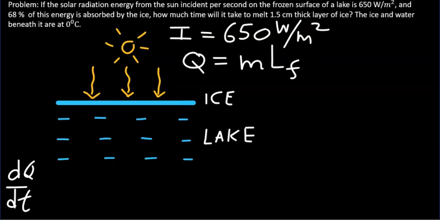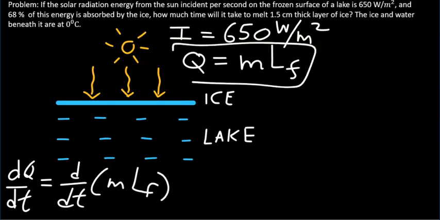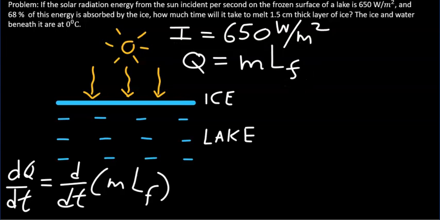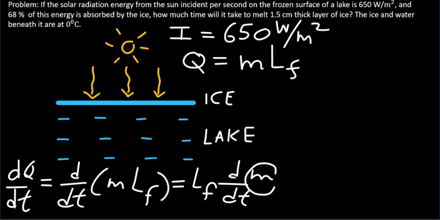Heat energy, that is, from the sun that is being absorbed by that ice. And that is simply d/dt of m L_F from this equation. L_F is a constant, so you can take that out of that derivative. So it becomes L_F times dm/dt, where m is the mass of the ice that melts.